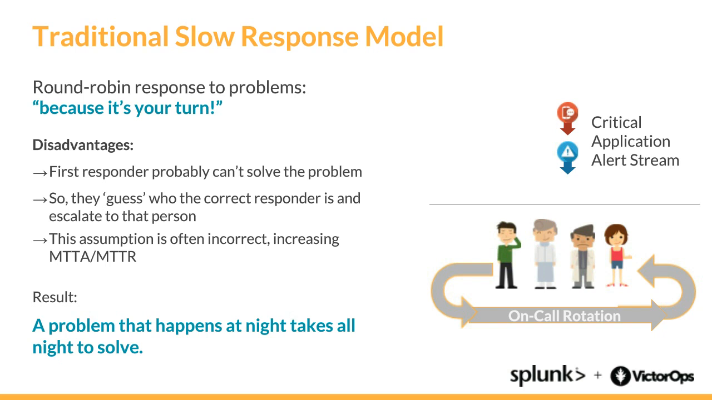In reality, we know that alerts are different and they can be better served by different people who have different expertise. By treating everybody the same and every alert the same, what you've essentially done is create a slow response model that then requires people to escalate problems to other individuals and also take a longer time to acknowledge and ultimately resolve these problems.